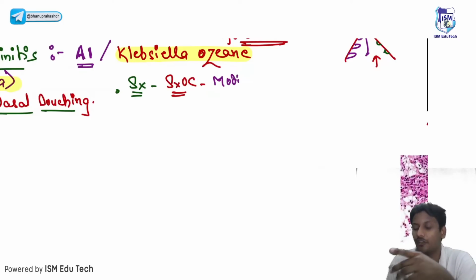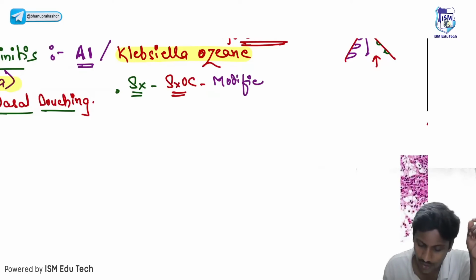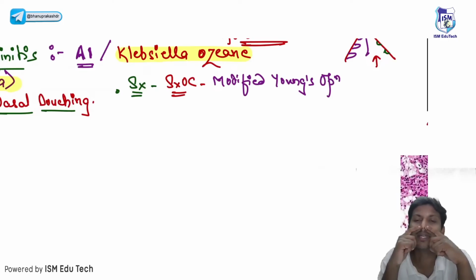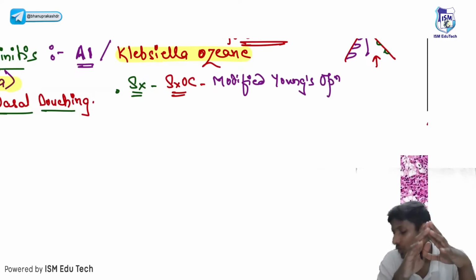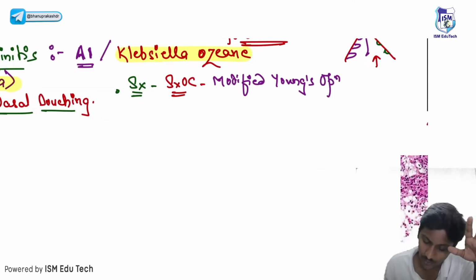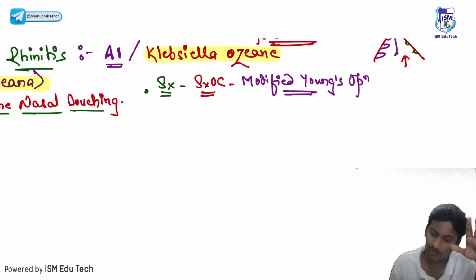Rather, we go for a modified version of the Young's operation. Surgery of choice nowadays is not Young's, it is rather a modified Young's operation. In this, what we do? We close both the nasal cavities permanently, but partially. Permanent partial closure of both the nasal cavities is done, not a complete closure. So that's important, that you need to remember.